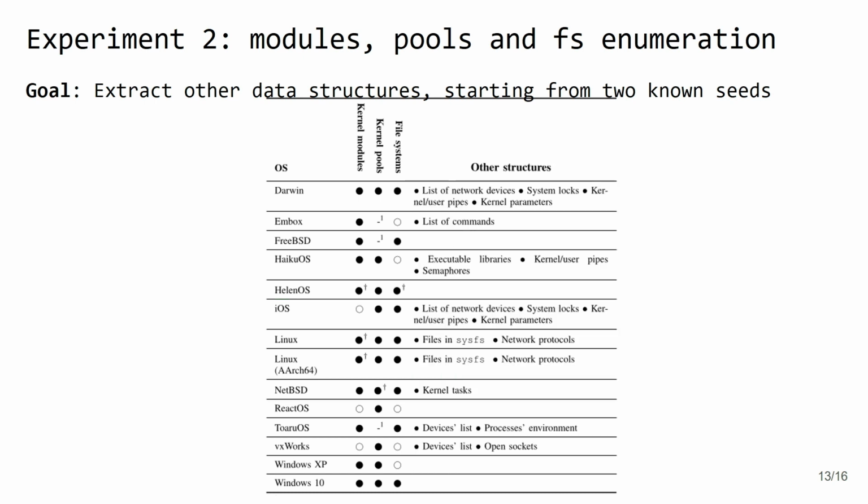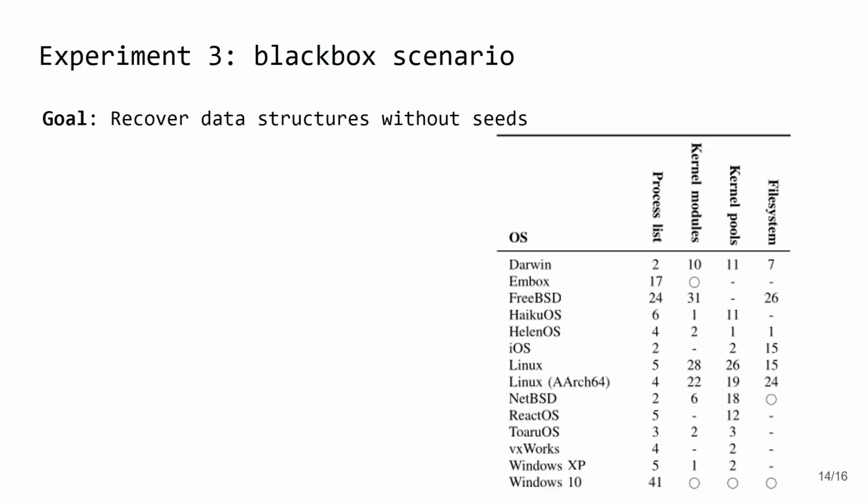Furthermore, Fossil is also able to extract other minor data structures that can be very useful during the analysis of a memory dump of an unknown kernel. For example, the list of network devices, the libraries loaded at runtime, open sockets, etc.